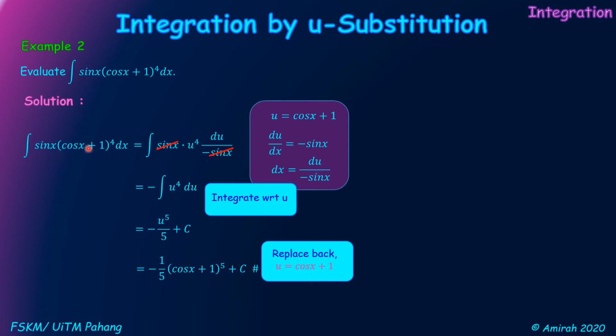The original question is given in terms of x. So the final answer should be in terms of variable x. So that's why after we integrate, we replace back u in terms of variable x.